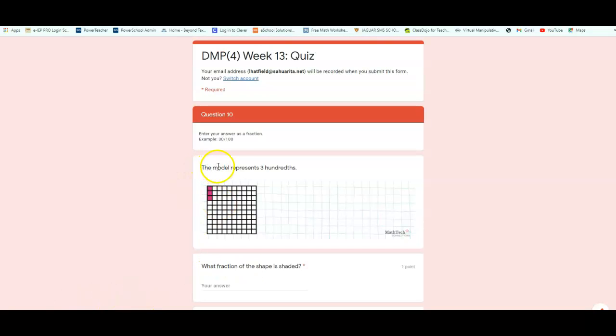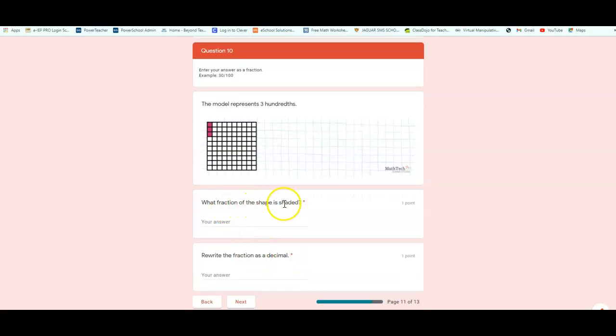Question 10. The model represents 3/100ths. What fraction of the shape is shaded? Use the slash line to help you with this. It's either on your number pad, if you're using a keyboard, or you hit the question mark key to make the diagonal line.